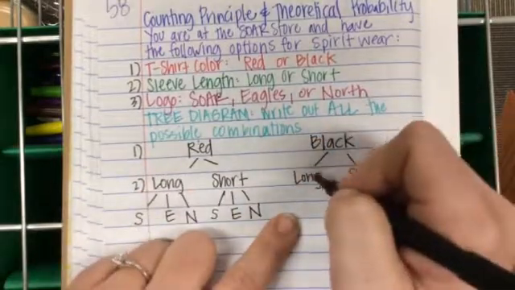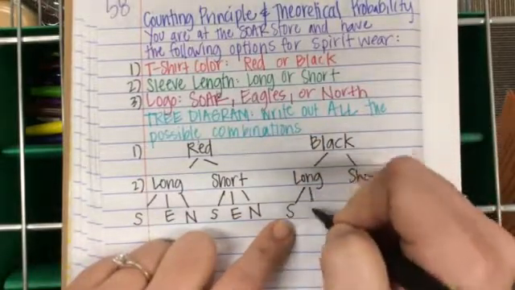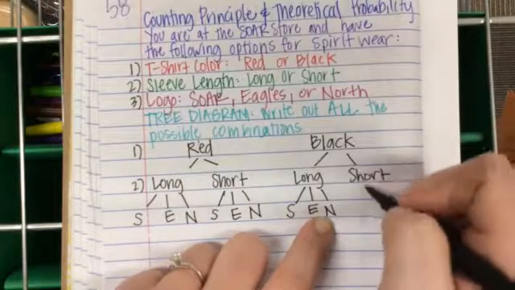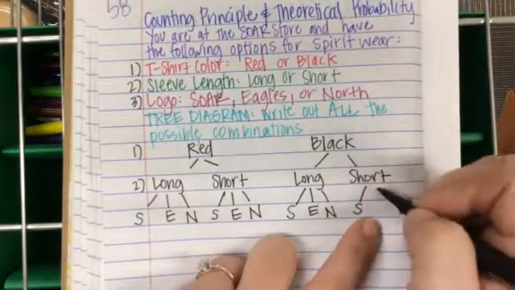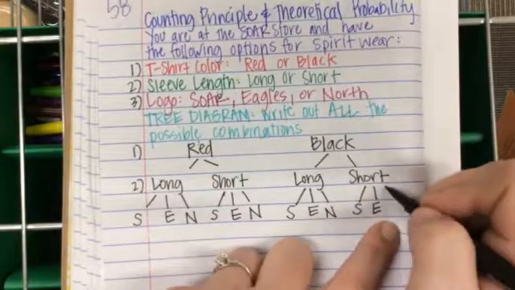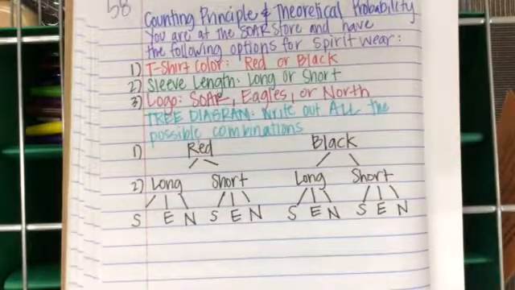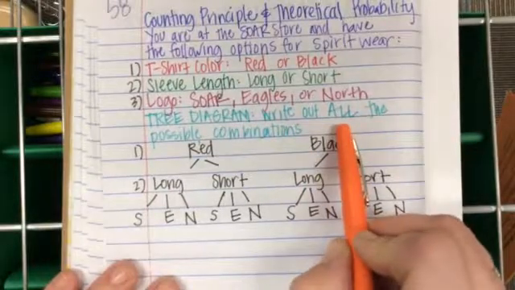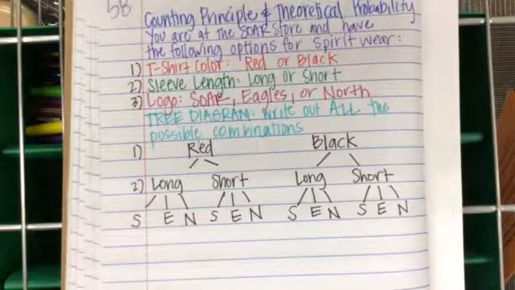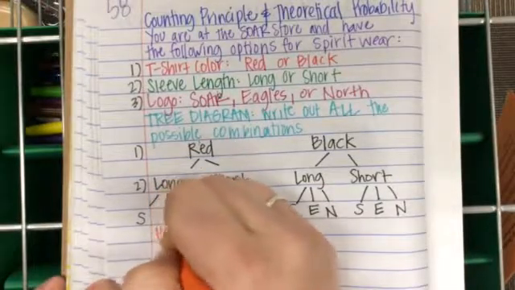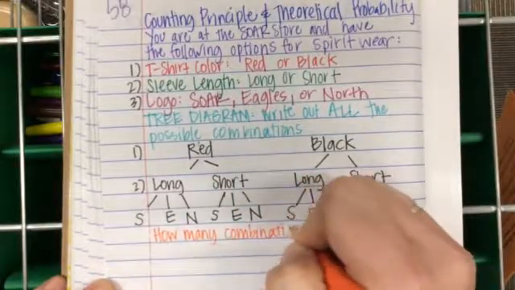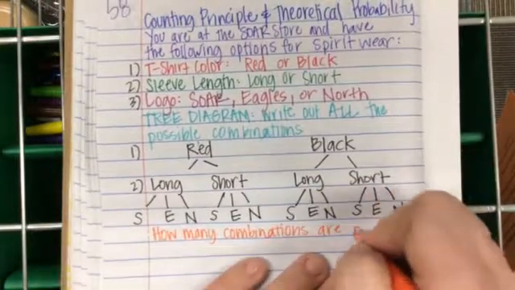Then go to black. Black long-sleeved SOAR, black long Eagles, black long North. Black short SOAR, black short Eagles, black short North. And that's my tree diagram. So the purpose of a tree diagram is to list out all the possible combinations. So now I ask, how many combinations are possible?